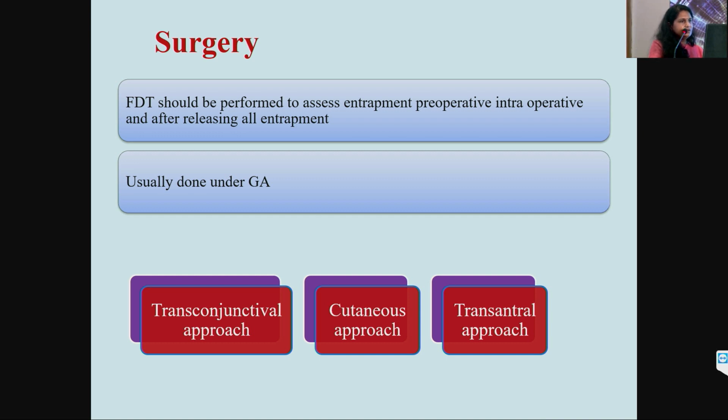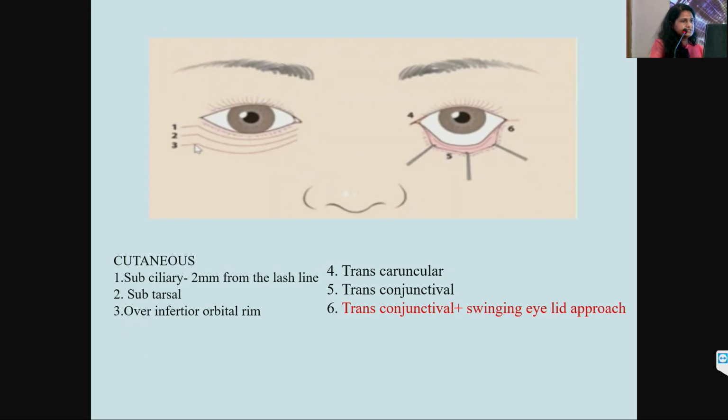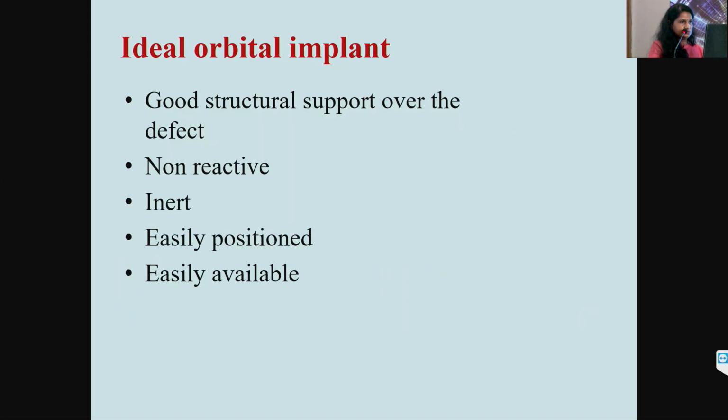Coming to surgery, force duction test should be performed to assess the entrapment in the preoperative period, intraoperative as well as in the postoperative period. Surgery is usually done under GA. The 3 approaches are the transconjunctival, cutaneous and transantral mainly. So cutaneous approach includes subciliary, which is 2 mm from the lash line, subtarsal, which is 4 mm from the lash line, and it can also be over the inferior orbital rim. Other incisions are transcaruncular and transconjunctival. Transconjunctival is the most preferred one, but due to its least accessibility to the floor, we have to combine it with lateral canthotomy and cantholysis, so swinging eyelid approach.